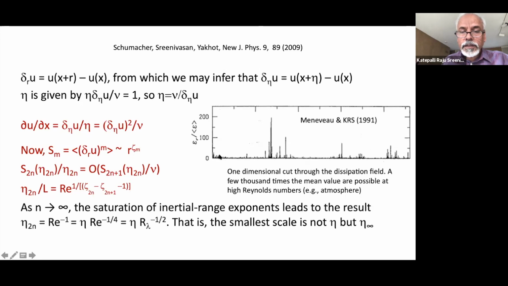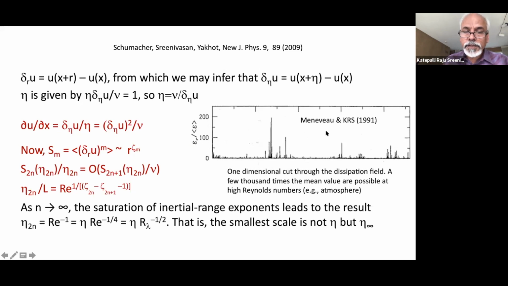or anything that oscillates very smoothly, but it has this highly intermittent character. There are regions where there's hardly any activity, and regions where the activity is very large. In fact, if you take the same signal at much higher Reynolds numbers, several thousand times the mean value is possible. In this plot, it's only a few hundred times the mean value.